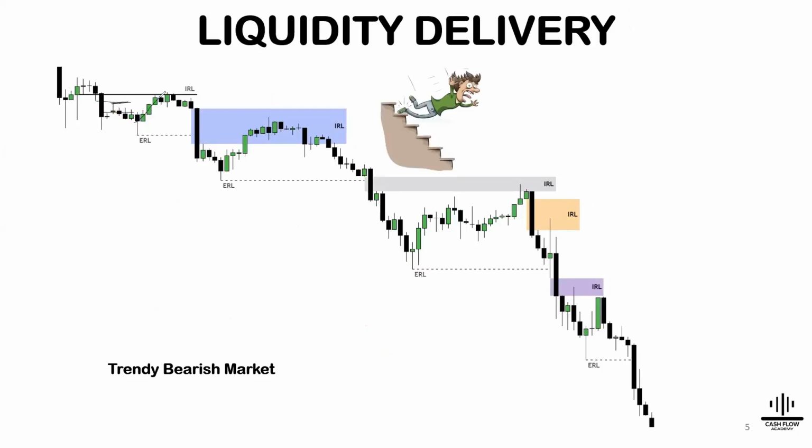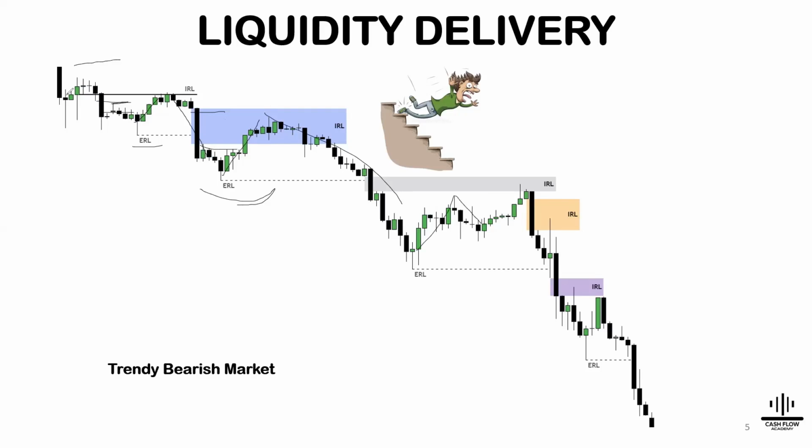So price moved to internal range liquidity and then moved to external range liquidity. After taking external liquidity, price moved toward internal liquidity, the fair value gap, and then fell to take the external liquidity, and it continued like that.